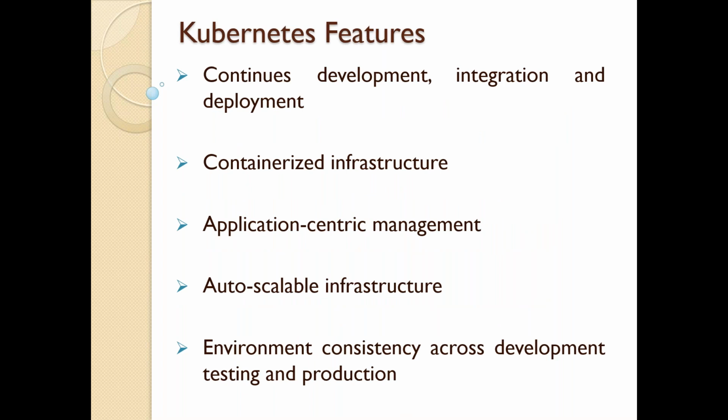Some of the features of Kubernetes: continuous development by integration and deployment. Containerized infrastructure, you'll have only containers running in Kubernetes. You cannot put normal applications there. Application centric management, and you also have an auto scalable infrastructure where you can do auto scaling just like what we saw yesterday, right? You can scale them. Environment consistency across development, testing, and production. If you have one environment, then the same results will be available across all the environments.